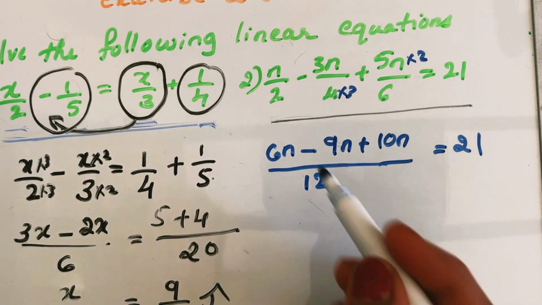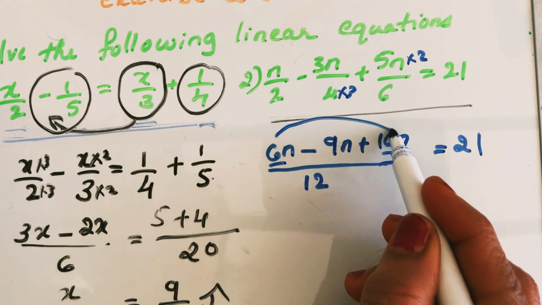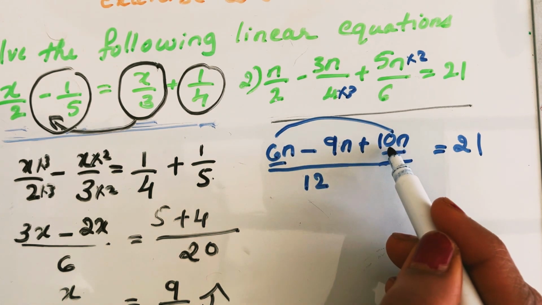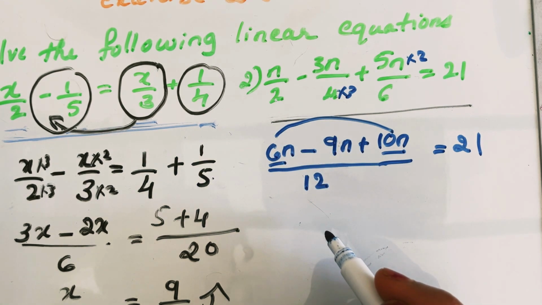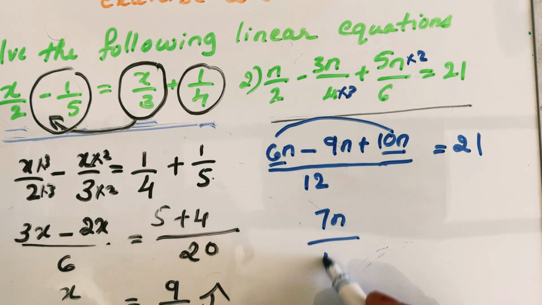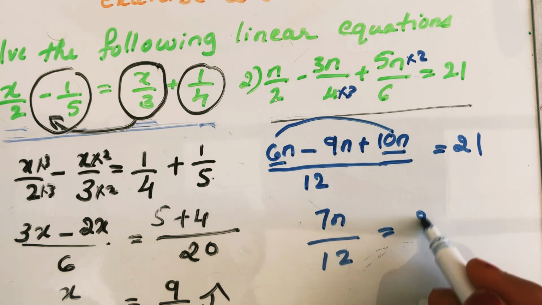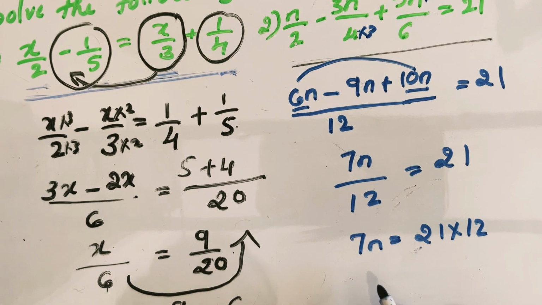6n plus 10n. You can add the positive terms first. 6n plus 10n is 16n. 16n minus 9n, 16 minus 9 is 7. So 7n divided by 12 is equal to 21. 7n is equal to 21 times 12.